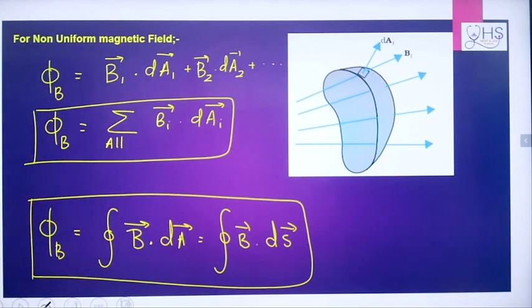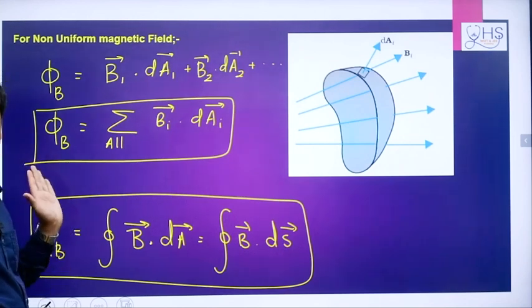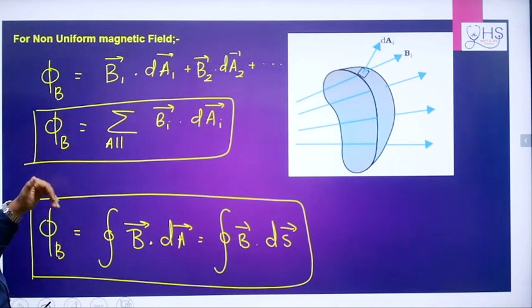Okay, so it is not B dot A normally, it will be B dot dA, and here integration will be there. So this is integration over the surface. So this is called a surface integral. Okay. So this is about your non-uniform magnetic field. So two things you understood: what is magnetic flux for a uniform magnetic field and for a non-uniform magnetic field. So keep in mind.